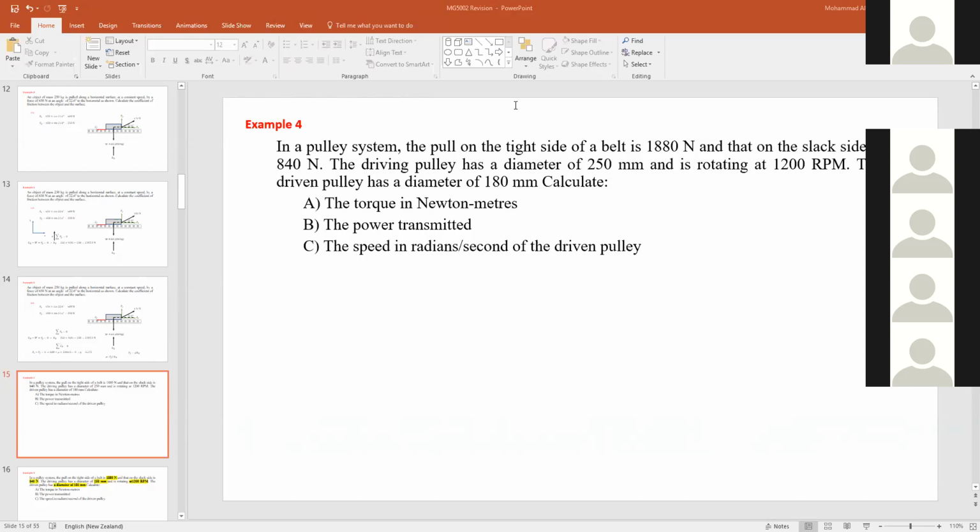So how many students do we have? 19 students online at the moment. That's a good number. If you find the answer for part A, please start posting into the chat room.